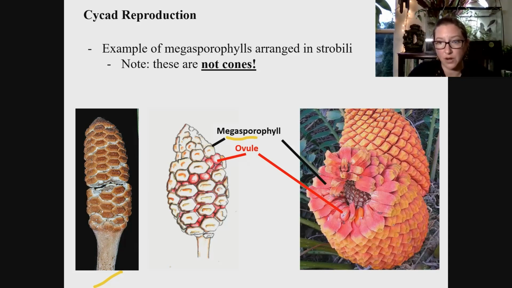It's harder to tell over here, but each of these reddish things is a leaf. And there's a little reddish ovule right there on this leaf here. Sometimes the book or other sources will call these cones, cycad cones. No, they're not cones. They're strobilus, or if there are many of them, strobili. Cones are only on the conifers, which we'll cover later at the end of this class.